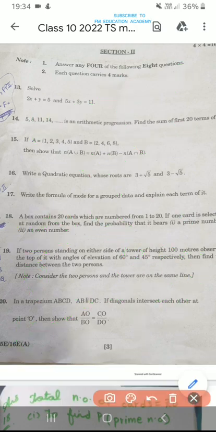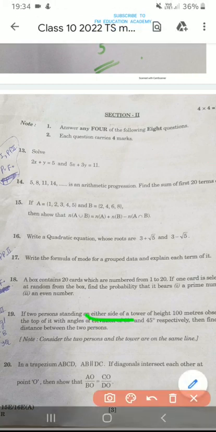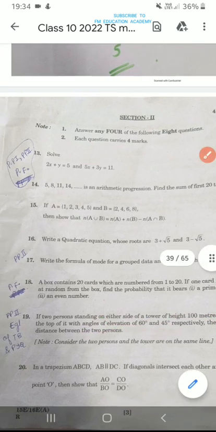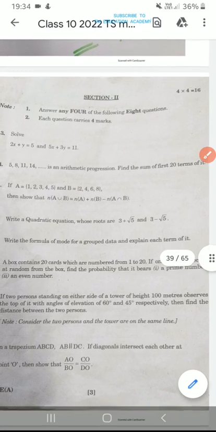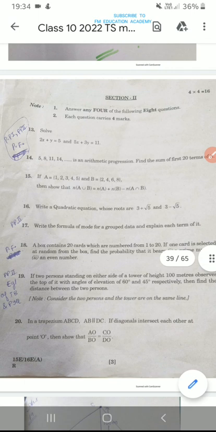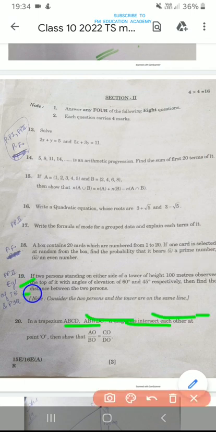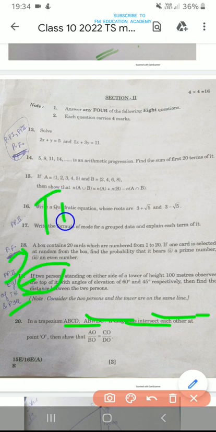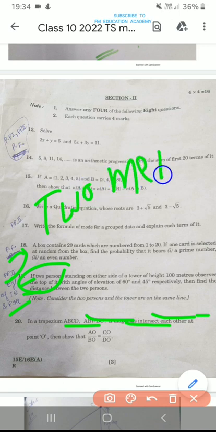19th question is: if two persons standing on either side of a tower of height 100 meters observe the top of it with angles of elevation of 60 degrees and 45 degrees respectively, then find the distance between the two persons. This question, a similar type of question, is there in example 1 of the textbook. Also it was asked in previous year questions, and it also came in practice paper 2. Instead of writing two persons, in practice paper 2 it said two men. It is the same thing, same concept.